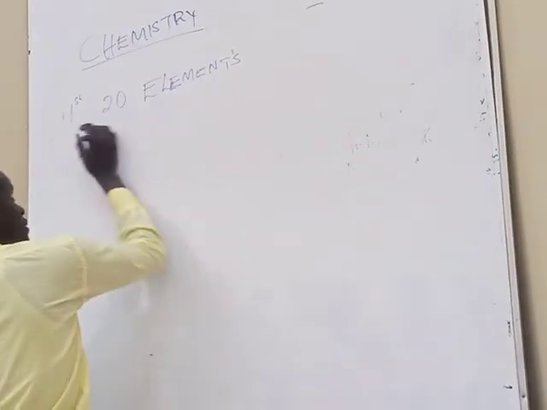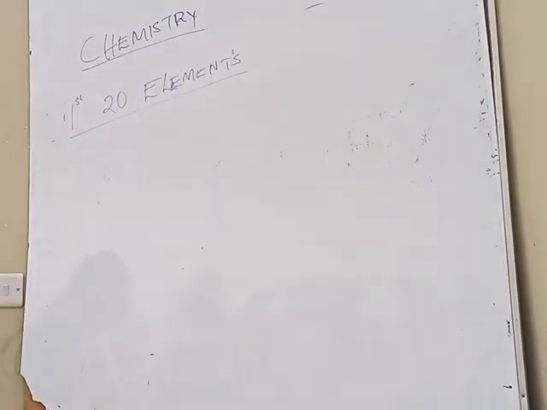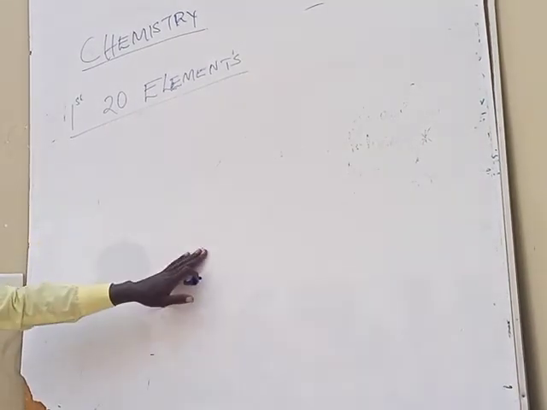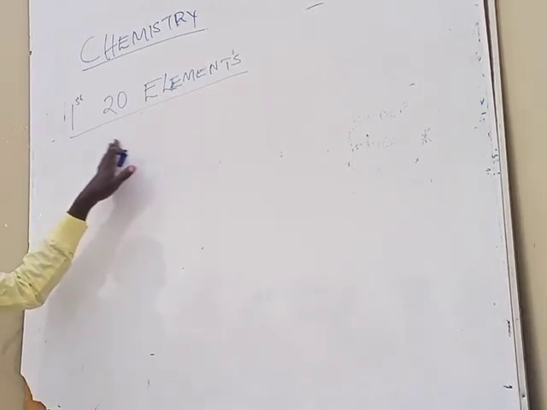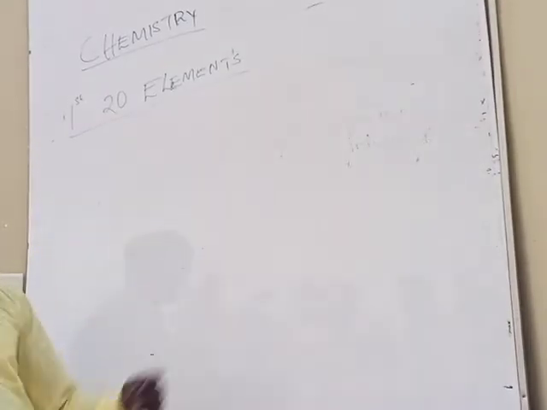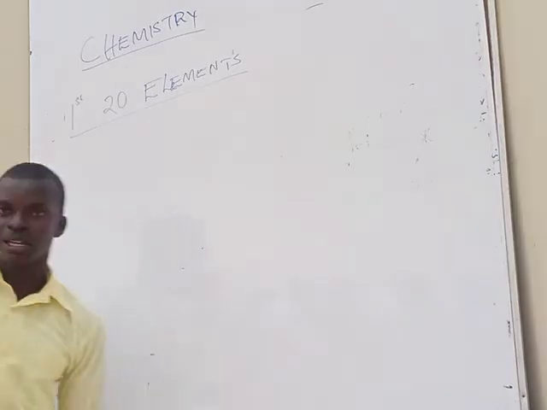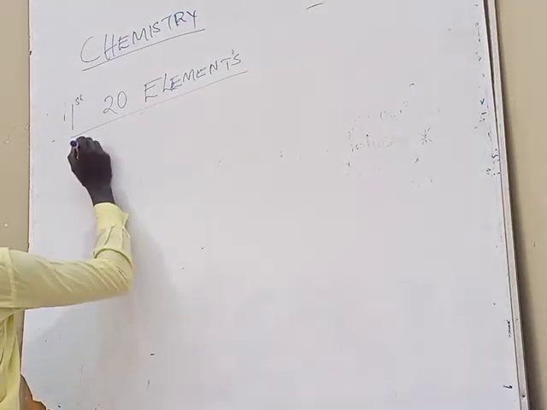First 20 elements of the periodic table. The first element that we begin with is hydrogen. Keeping in mind that in Form 1 we just learned how to derive the symbols of different elements and compounds. But now, we are narrowing it down to the first 20 elements, where the first element we have is hydrogen.